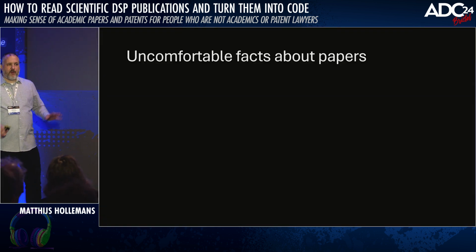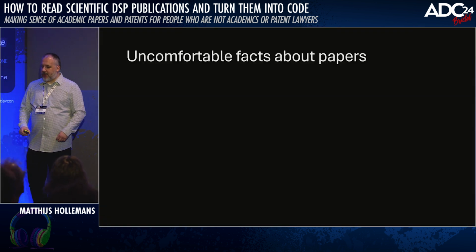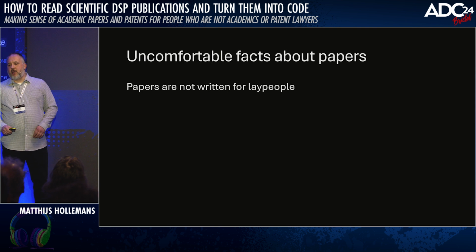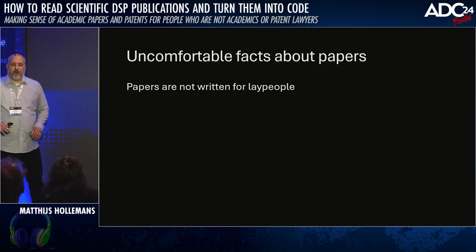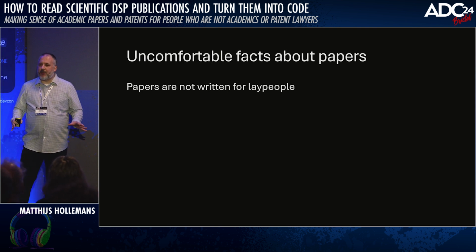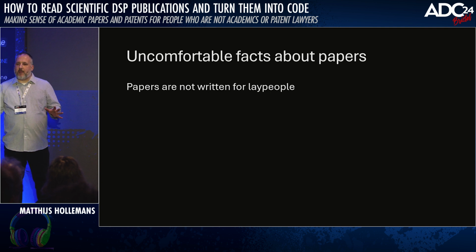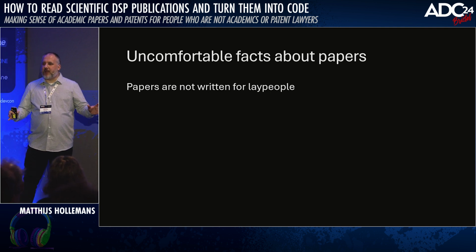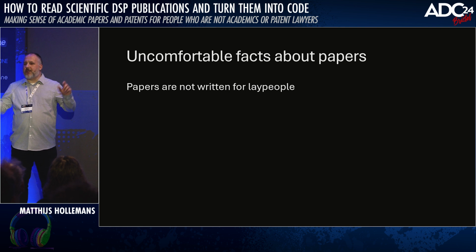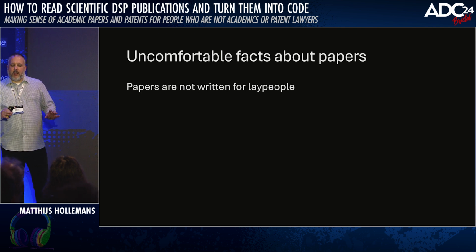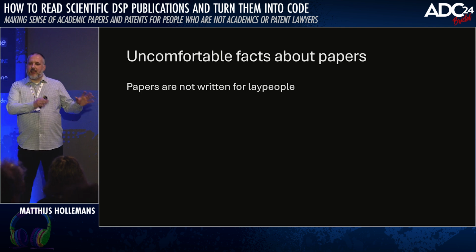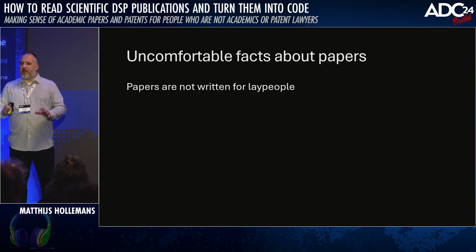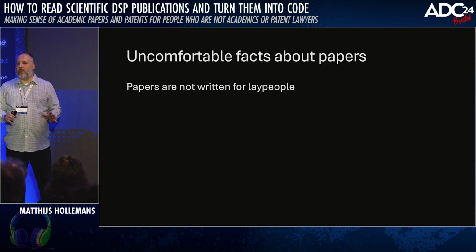All right, some uncomfortable facts about scientific research. First of all, papers are not written for beginners. They are written for other academics who are already experts in their field. So, for example, if some new paper comes out about some new cool reverb method, it's not going to be a complete beginner's guide to reverb. Usually the only thing that's explained in detail in the paper is the new idea that this paper is about, and anything else is stuff you're already supposed to know.